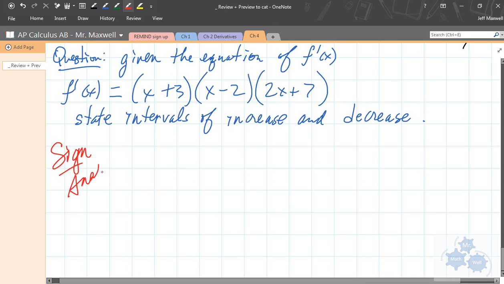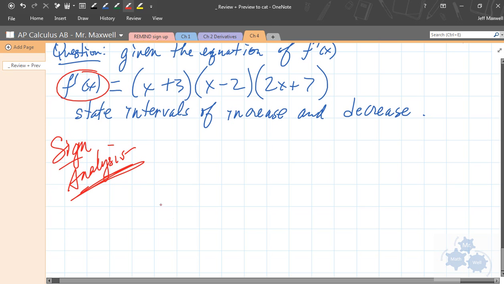Sign analysis. Because we want to know where this is positive and where it's negative. Now, in this question I've given you the derivative. You may have to find the derivative first, right? You may have to find the derivative and factor it in order to do this for some questions. But this question, kind of an entry-level question, here's the derivative. Let's try and find intervals of increase and decrease.